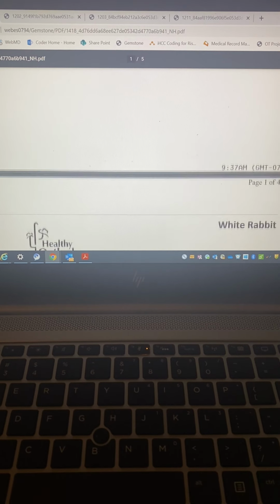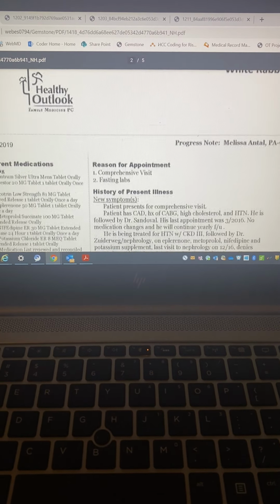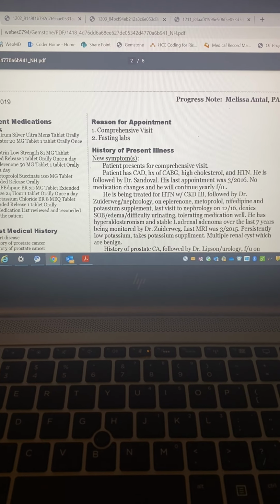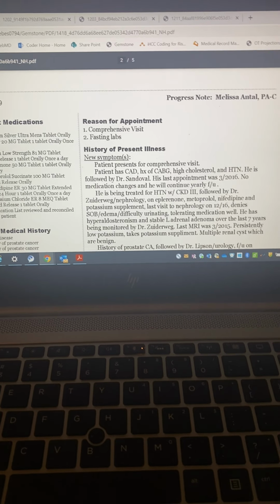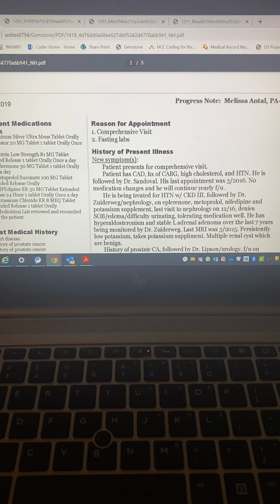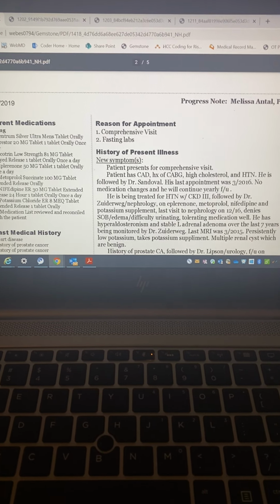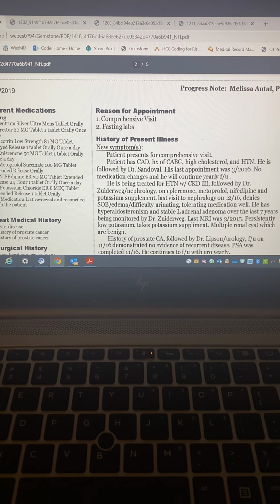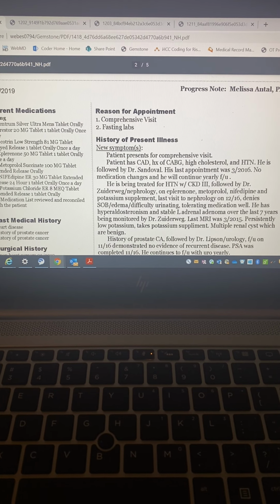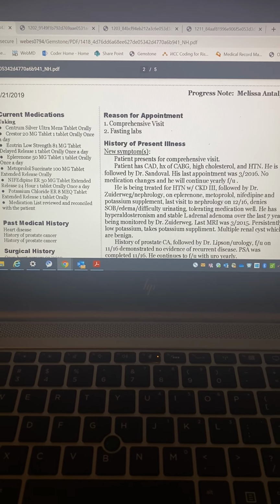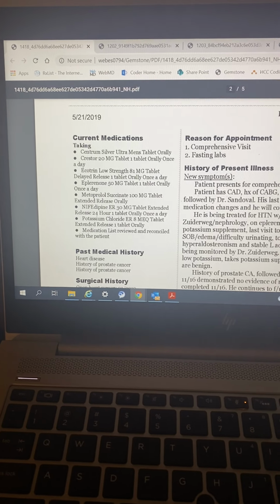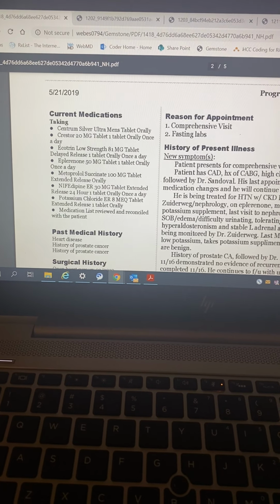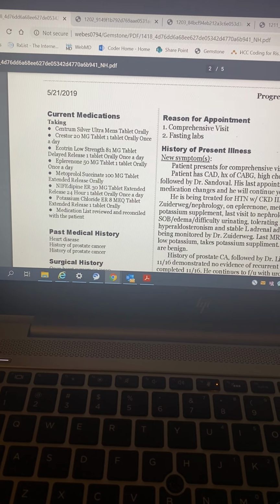So this looks like this was faxed over, so that was just the cover sheet. Okay, let's start. We see the current medications. We see the reason for the visit is a comprehensive visit. We see fasting labs, which most of the time, if you have diabetes and things like that, you have to fast before you come and get your labs. We see off to the side your past medical history is heart disease and history of prostate cancer.